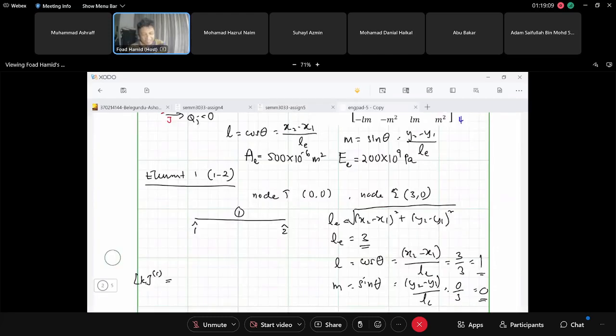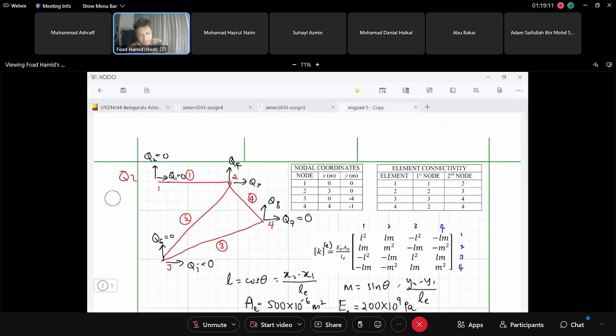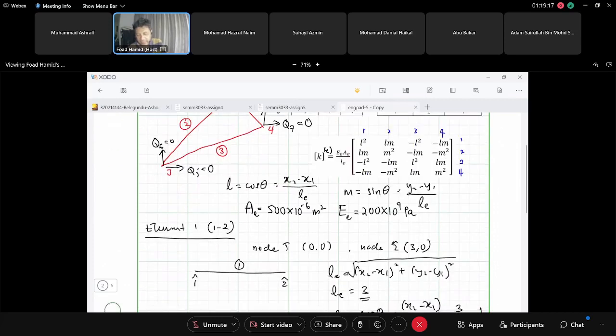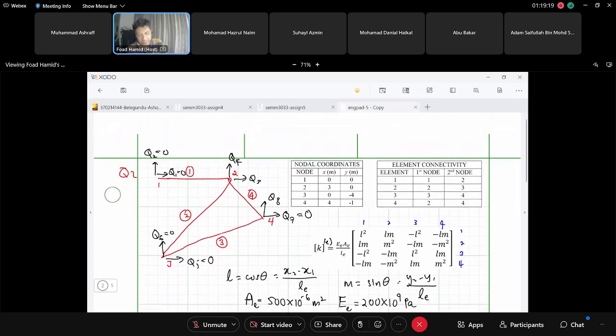Let's finish these two. Okay, so how do we do this? Note that from the figure, we know that Q1 and Q2 are equal to 0 for element number 1, which means we are not going to need this and this.